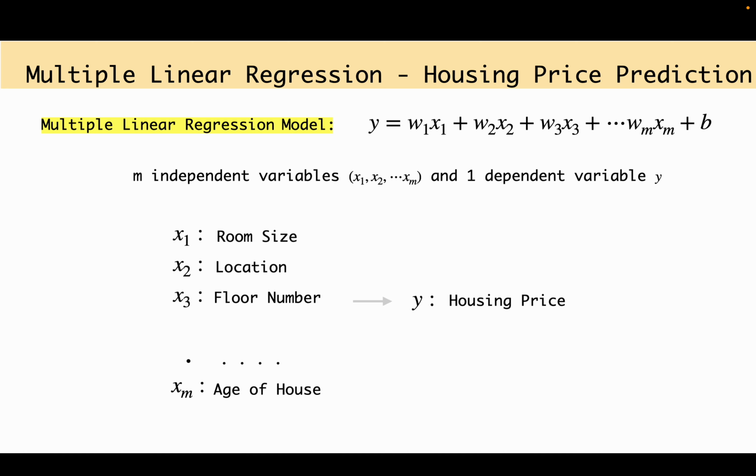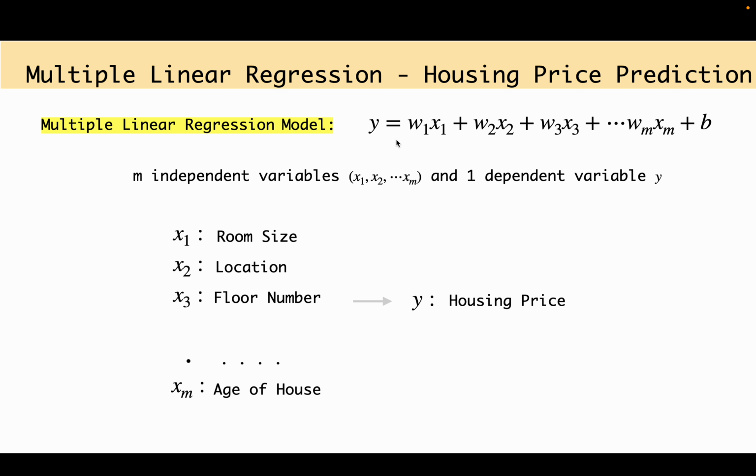We will have more than one independent variable, like in the housing price prediction problem. Apart from room size, we will also have location, floor number, age of the house, and so on. All these factors are going to determine the price of the house. So there will be multiple independent variables and one dependent variable, and this is the model equation given here: y is equal to w1x1 plus and so on wmxm plus b. There are m factors influencing the price, which is given by y. These m features are given by x1, x2 and so on up to xm.